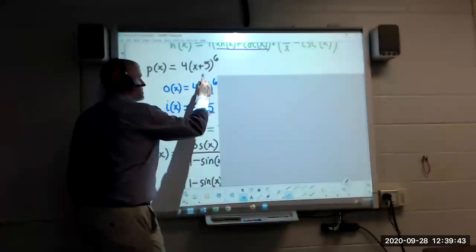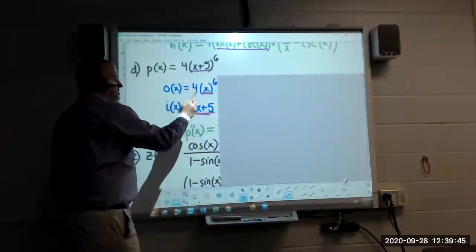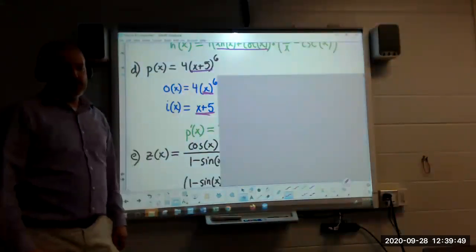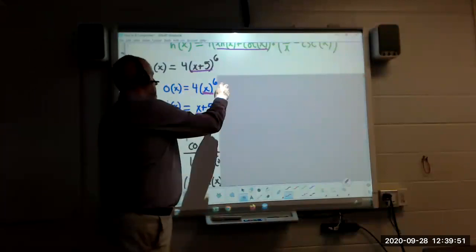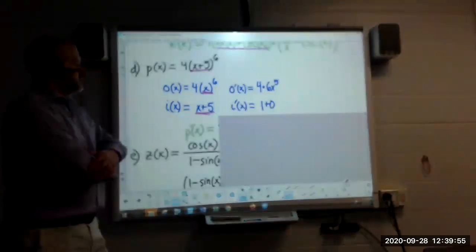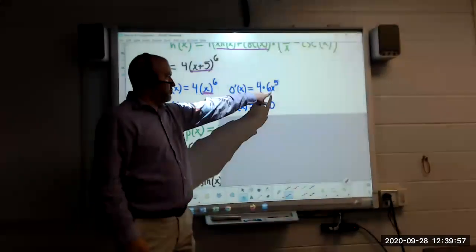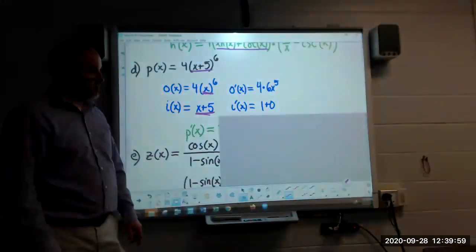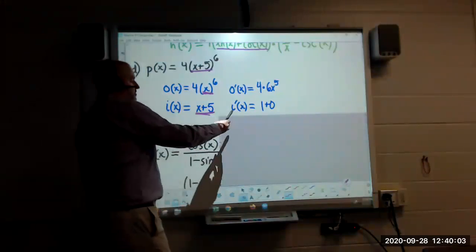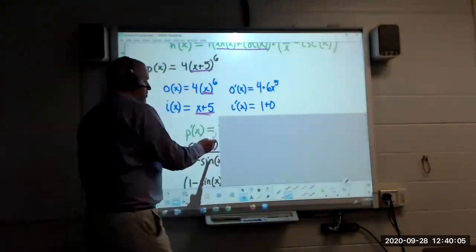The function that gets substituted into the other function, that's x plus 5. And the function that we substitute into is 4 times x to the power of 6. And then we need to take those derivatives. So the derivative of 4 times x to the power of 6 is 4 times the derivative of x to the power of 6, which is 6x to the power of 5. Then the derivative of x plus 5 is 1 plus 0.